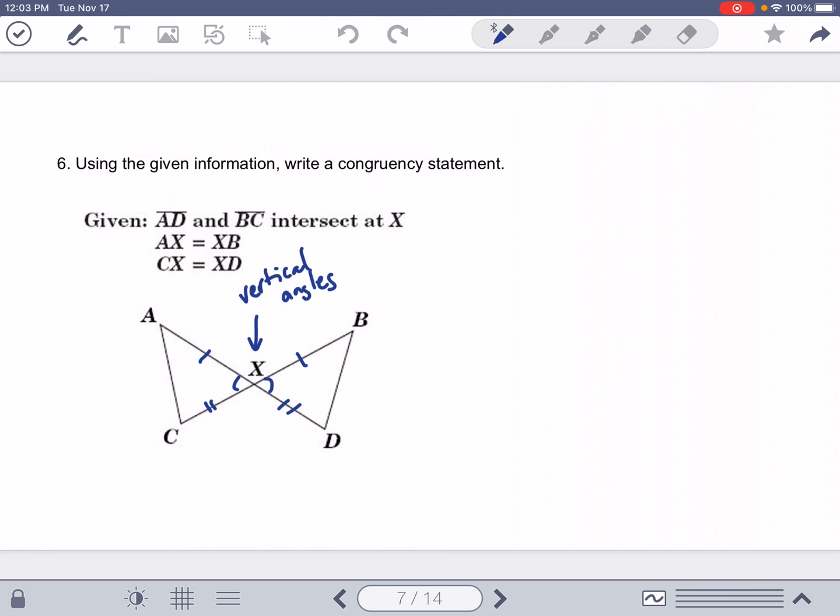So if I were to use a theorem, I would use side angle side because I have a side BX, and then I have an angle, and then I have another side. So a congruency statement here, AXC congruent to triangle BXD.